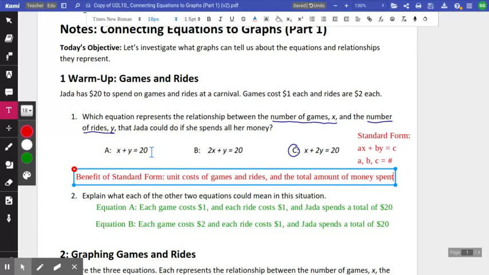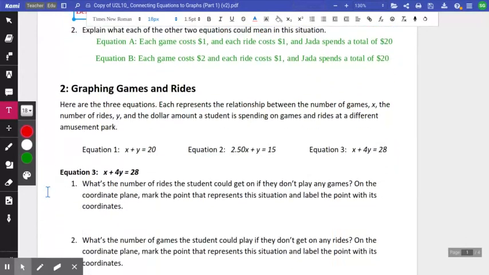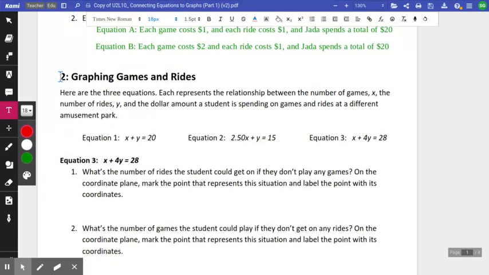For our main activity today, we're going to be looking at equations in standard form and also equations that are rearranged and no longer in standard form. So it could be helpful to think through why it is helpful to have these equations in standard form. With that, we will move down to activity number 2, which is where we're going to be focusing for the rest of our time. In number 2, we are going to be looking at more games and more rides.